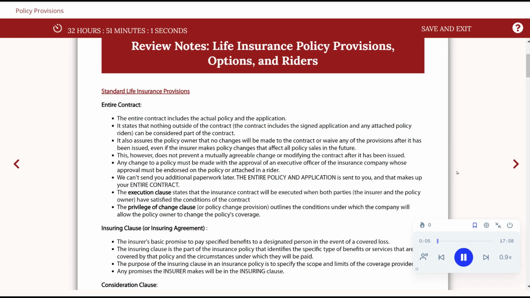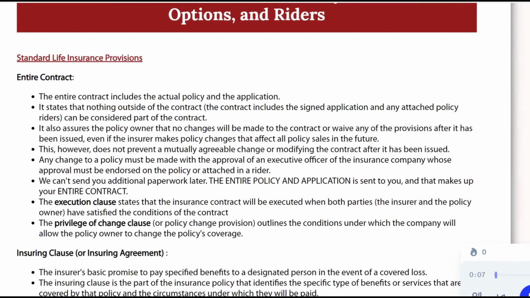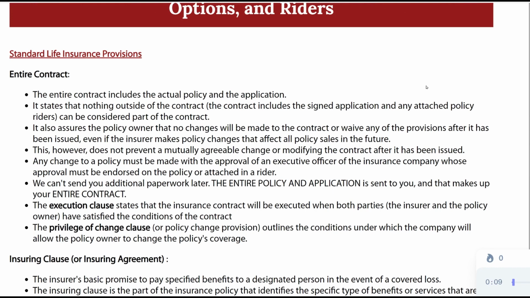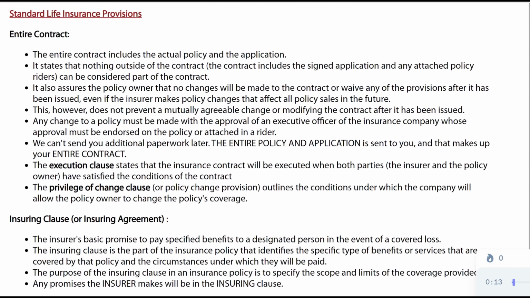Standard life insurance provisions. Entire contract. The entire contract includes the actual policy and the application. It states that nothing outside of the contract, which includes the signed application and any attached policy riders, can be considered part of the contract.